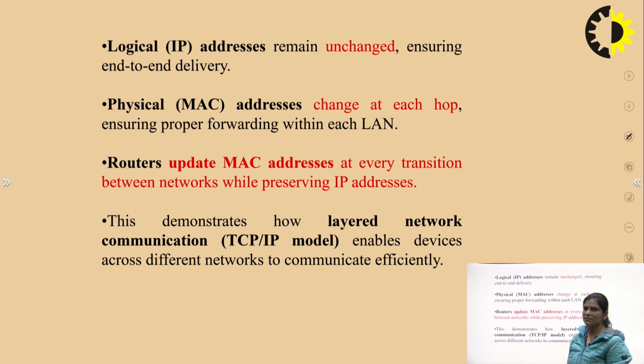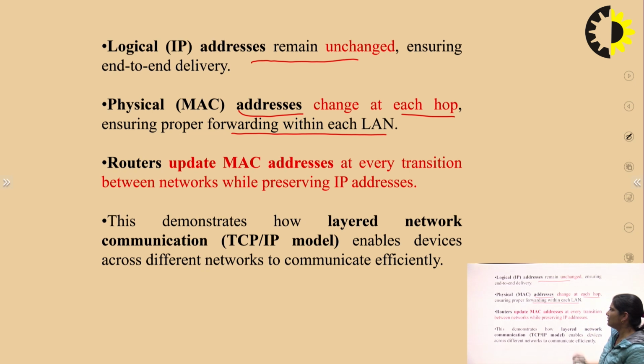Now from this example we are discussing that the logical address remains unchanged. It means A to P, source address is A, the logical address, and the destination's logical address is P. So that is not changed at the intermediate levels, but the physical address is changed at each hop or each node, ensuring proper forwarding of data within each LAN. Now routers update the MAC address at every transition between networks while preserving IP addresses. So this demonstrates how layered network communication enables devices across different networks to communicate efficiently.